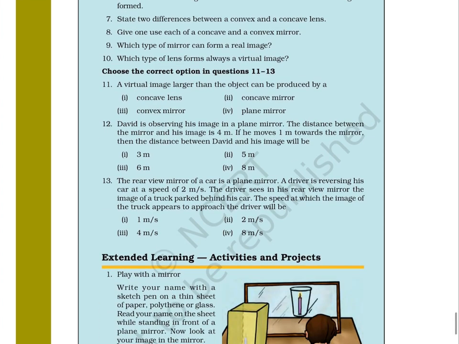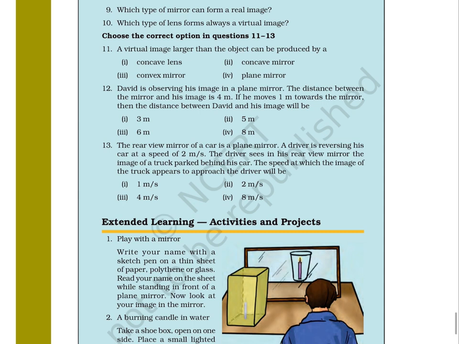Choose the correct option in questions 11 to 13. 11. A virtual image larger than the object can be produced by a 1. Concave lens. 2. Concave mirror. 3. Convex mirror. 4. Plane mirror.